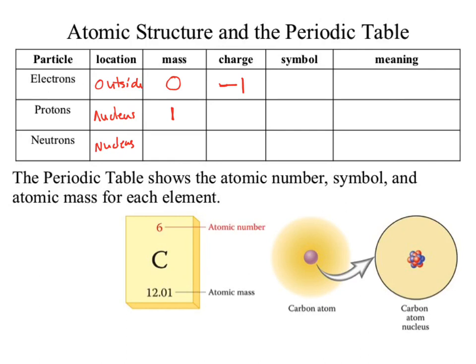Okay. Mass on the neutron. 1. Charge on the neutron. Charge on the proton. +1. Our symbols for, I think I heard electrons, so we'll go with that: e-, p+, and n0. What are our meanings?